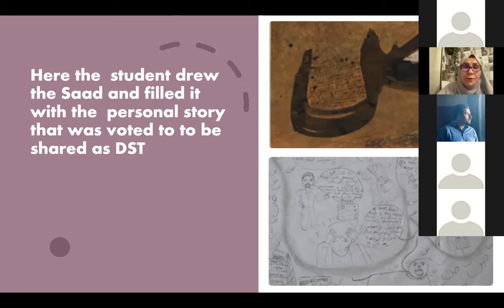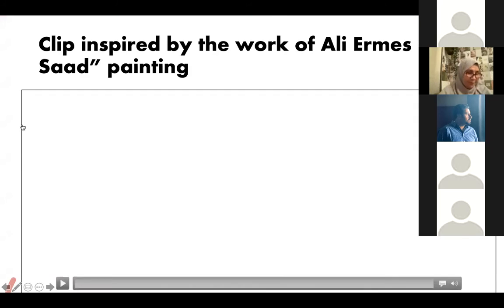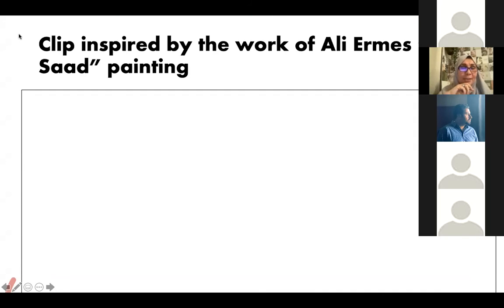So they drew the SAD. The middle of the SAD is all the hope they had, and the cup is the difficulties. And you can see here, a child is thinking. There is a dog that the story speaks about, and it's all surrounded by SAD. If we can move on, I can share with you the film that the students have created.